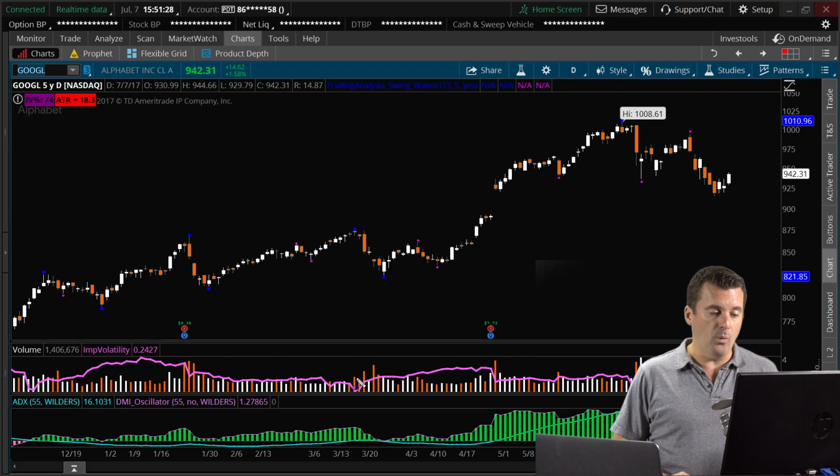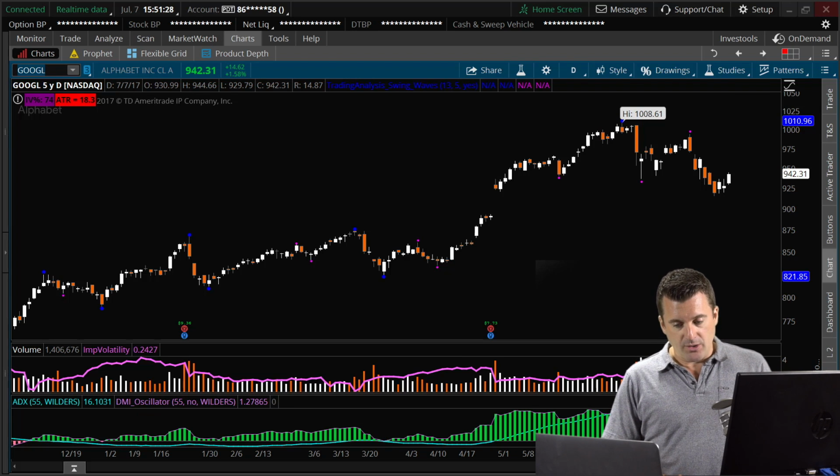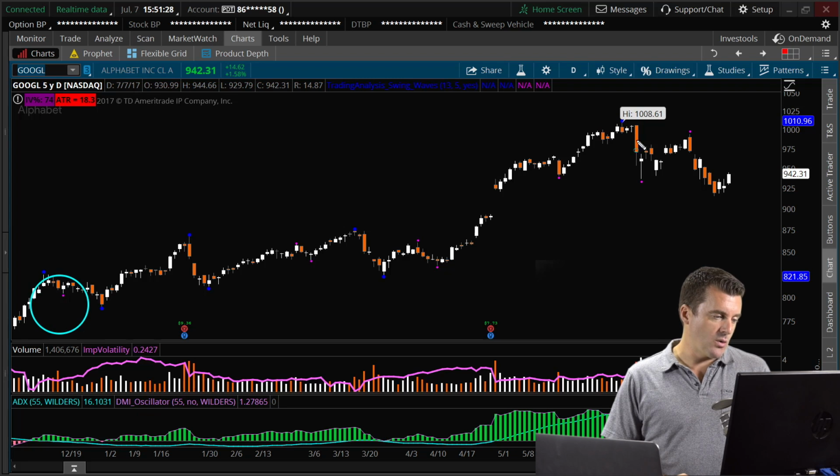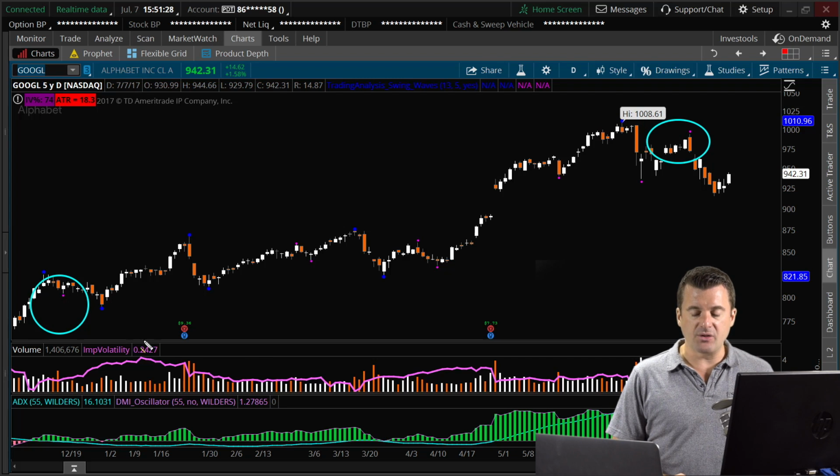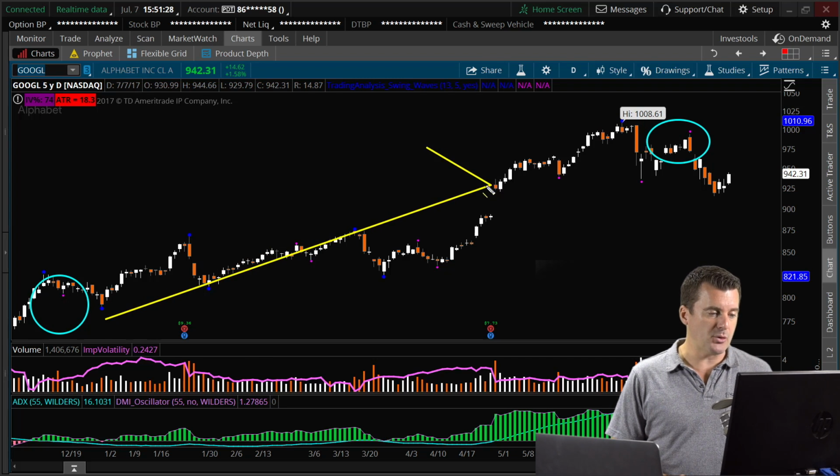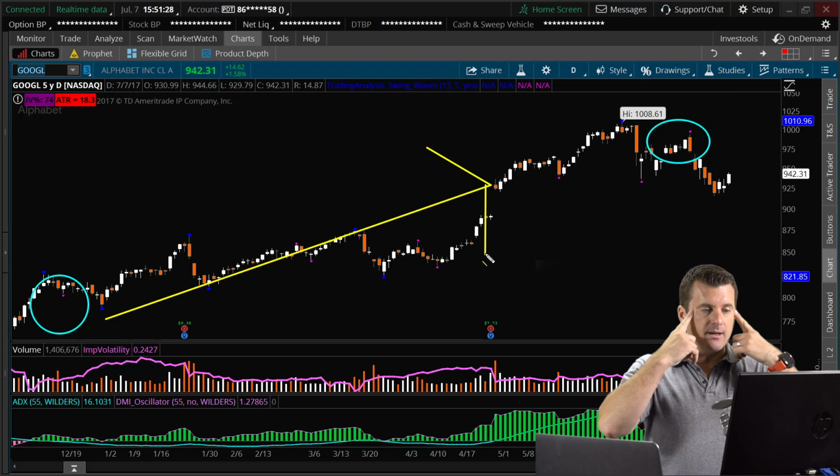Well, it's pretty simple. One, you just look at it and say, well, this Google chart is starting from the bottom left-hand corner and heading up to the top right. I would say you have a big old uptrend here, and you need to be thinking in your mind longs only.